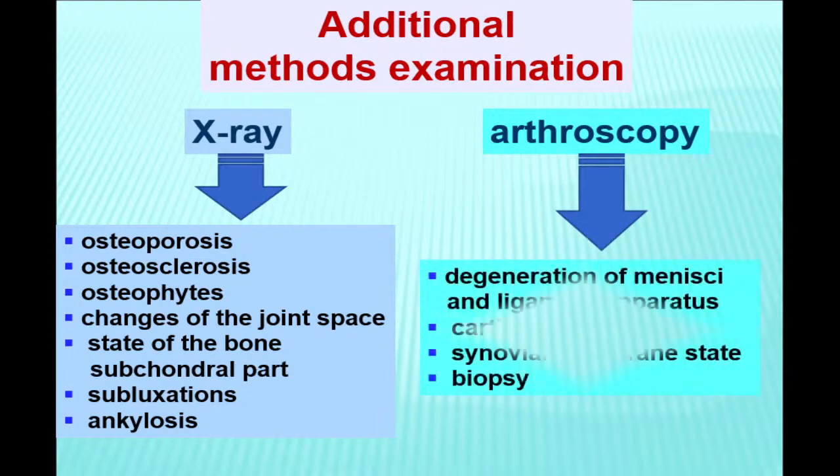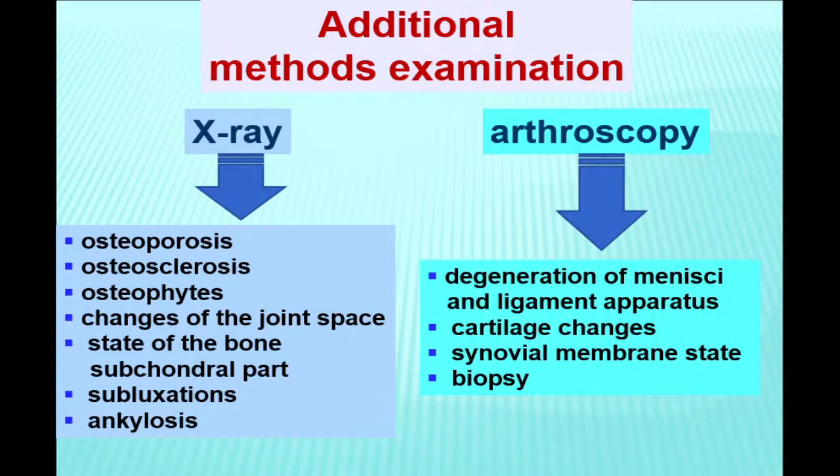Arthroscopy, I told you, is an invasive method, when we introduce an apparatus into the joints, and with specific glass optics, we can examine the inner surface of the joints. First of all, to assess the condition of the meniscus and ligamentous apparatus, we can see cartilage, we can assess the synovial membrane, and we can take a biopsy in case of growth of a tumor, for example.